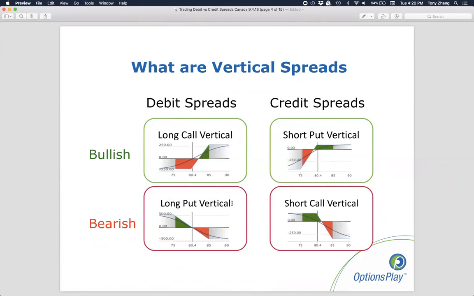For credit spreads, these are spreads where you actually receive a credit to get into the trade, but have a debit to exit the trade. So basically reversing the transactions when you get into a credit spread, and for that, everything is also reversed. For bullish, you would actually short a put vertical, and then for bearish, you would actually short a call vertical. So basically the exact opposite of a debit spread. So you could really think of the two as opposite of each other to some degree.